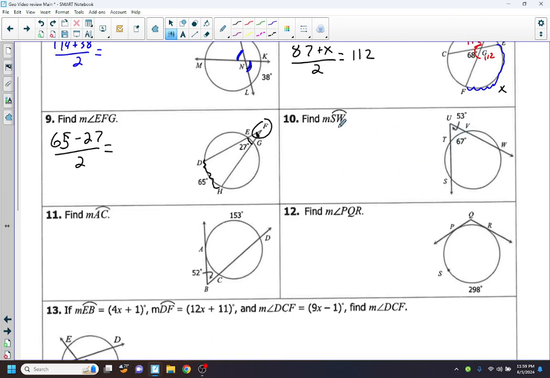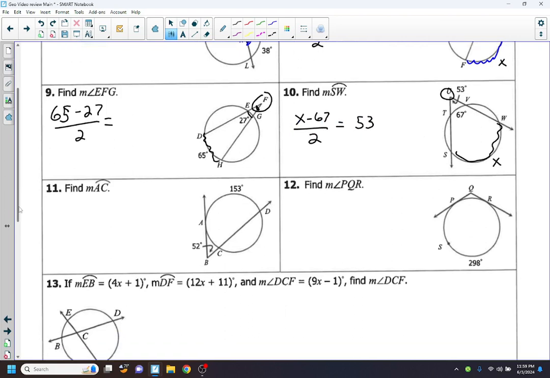This one, a little bit different. I have the outside angle, and I'm looking for the big arc. So I just do algebra. X minus 67, big minus small, divided by 2. I know it results in 53. Remember, when you have a fraction, you could just times it by 2 on both sides to get rid of the bottom and make your life easier.